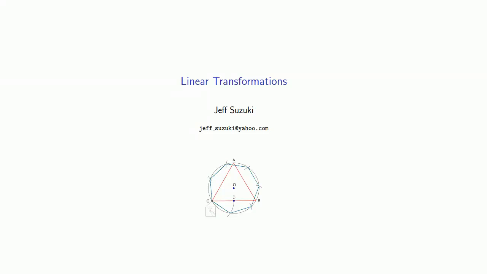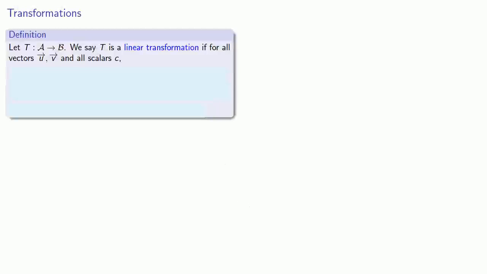One of the important uses of linear algebra is in what are called linear transformations. Suppose I have a function that takes things in some set A to some things in set B. We say that T is a linear transformation if, for all vectors u and v, and for all scalars c, the following two statements are always true.